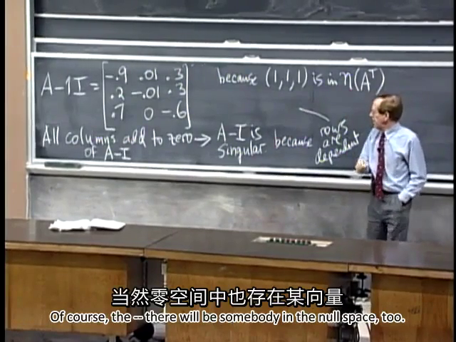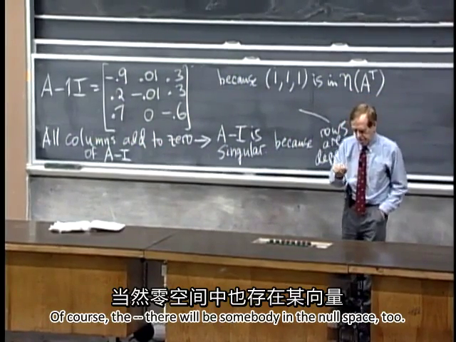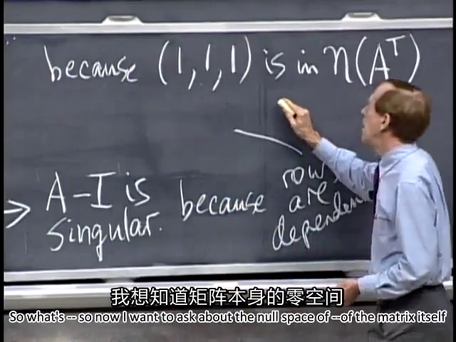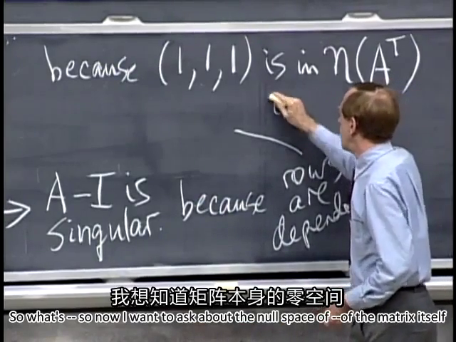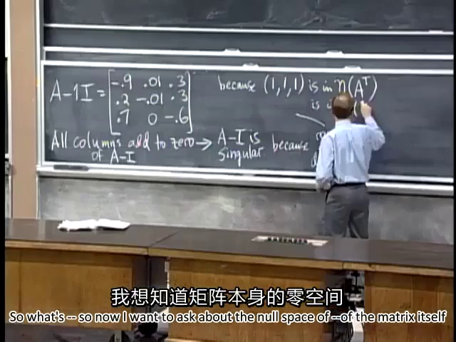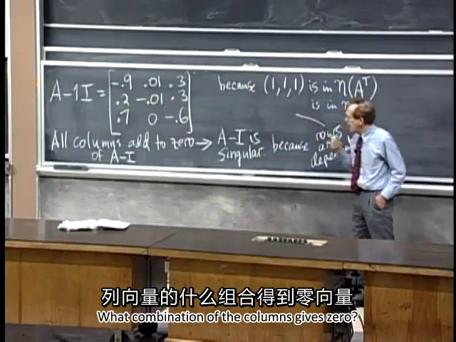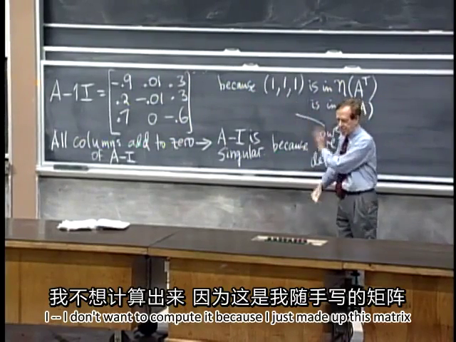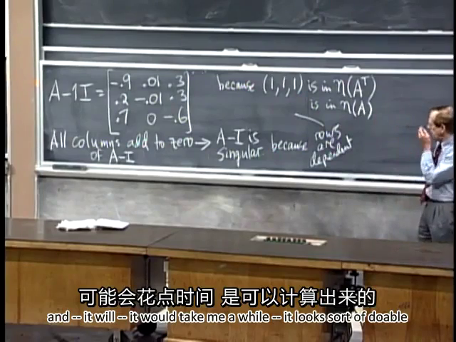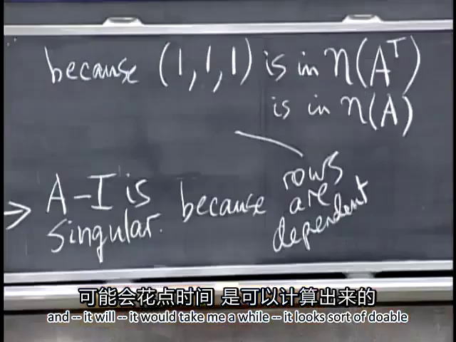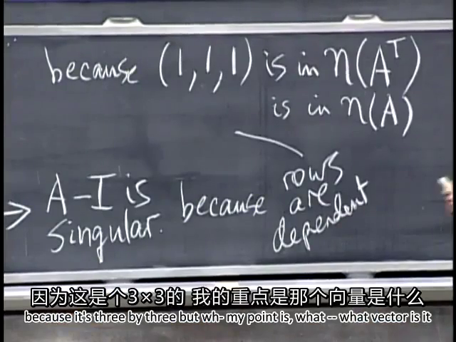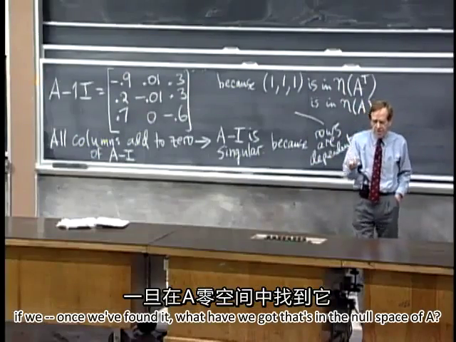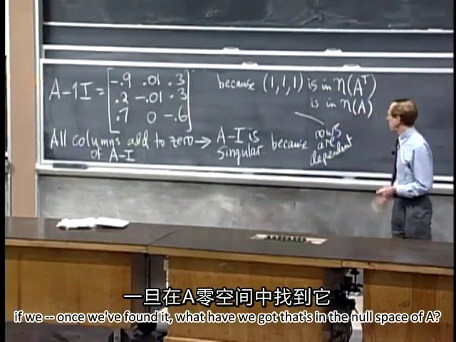Of course, there will be somebody in the null space, too. And actually, who will it be? So now I want to ask about the null space of the matrix itself. What combination of the columns gives 0? I don't want to compute it because I just made up this matrix, and it would take me a while. It looks sort of doable because it's 3 by 3. But my point is, what vector is it?